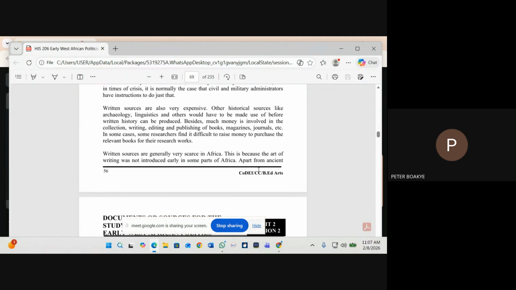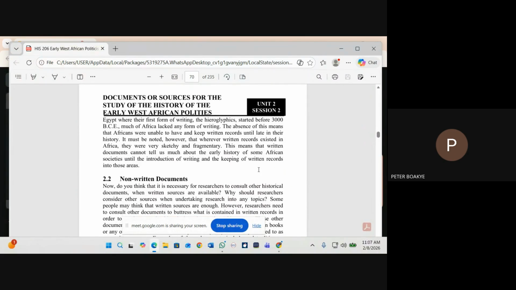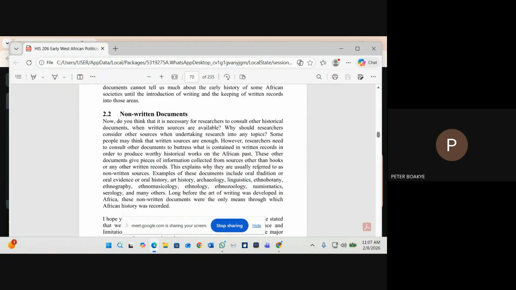Written sources are generally very scarce in Africa. This is because the art of writing was not introduced early in some parts of Africa, and these are some of the challenges that we have. Even though in Egypt, writing started before 3000 BCE and had the hieroglyphics and others, generally in most parts of Africa, writing started late.